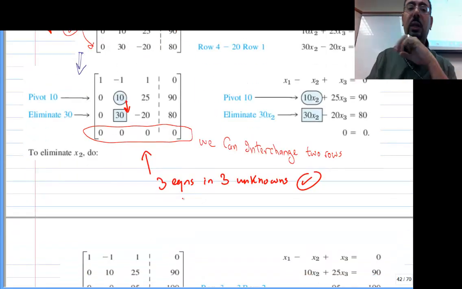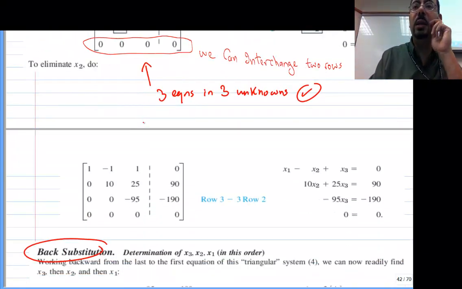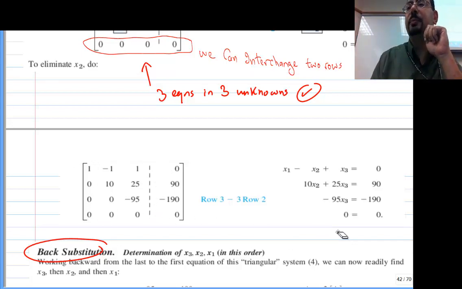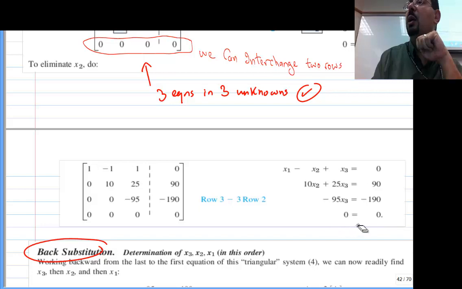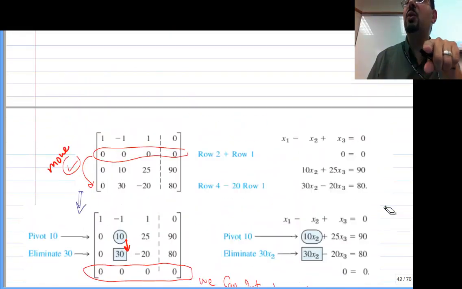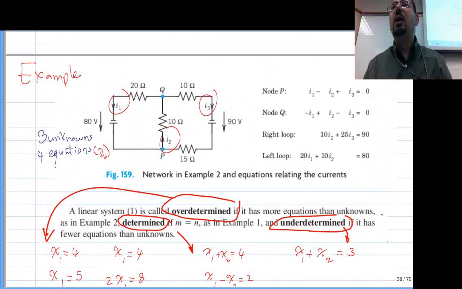All right, so he will do this, and we'll get rid of this 30, and he's done. He gets an upper triangular matrix, and not just that: we actually end up with one line that basically has 0 equals 0. Let's go back and see where this came from to understand what's going on.